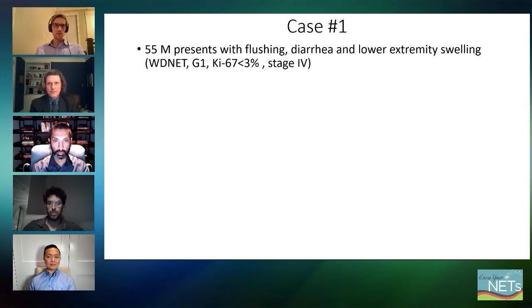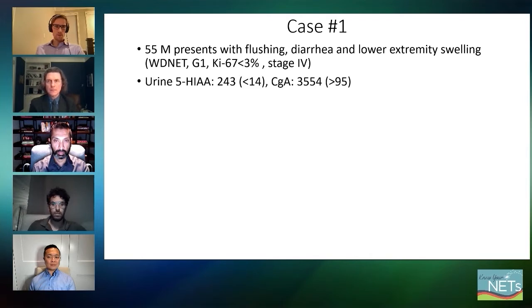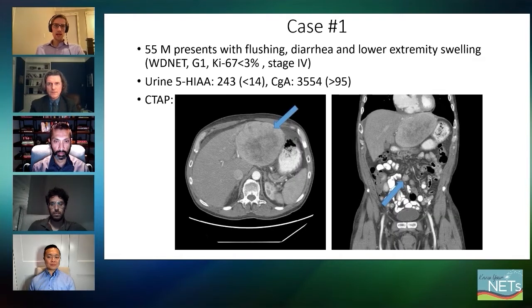So case one is a 55-year-old male who presented to our clinic with flushing, diarrhea, and lower extremity swelling. I'm going to tell you that he had a urinary 5-HIAA, which was very high, and a chromogranin A, which was very high as well. He had a CT scan, which showed, as you can see here, where the blue arrow is, a big mass in the left lobe of the liver. So this is obviously suggestive of a small bowel neuroendocrine tumor.